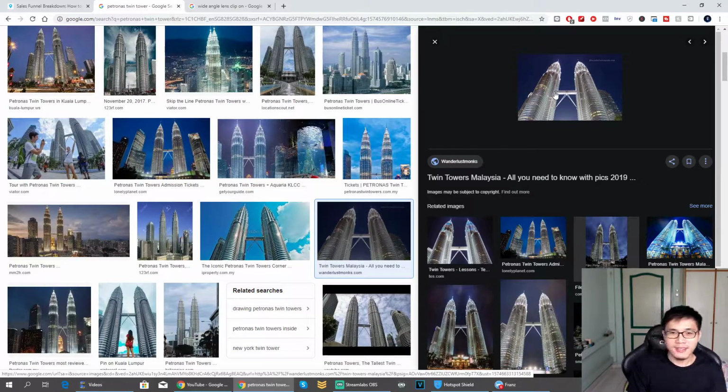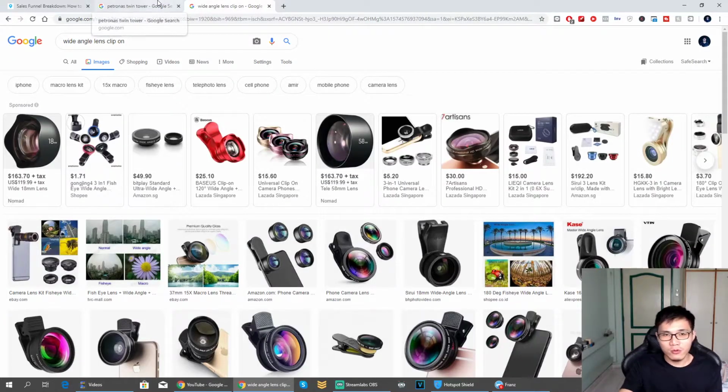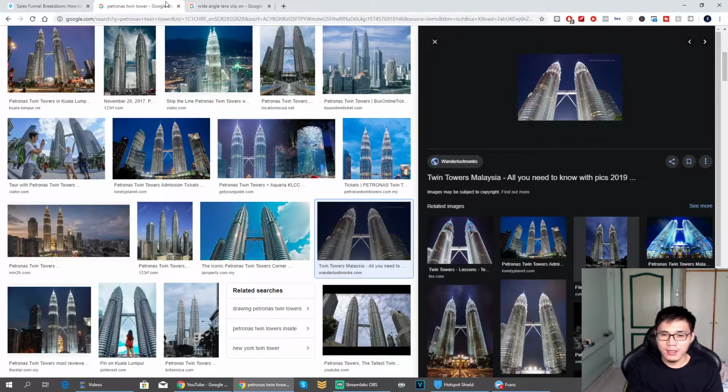And then a guy approached us and asked us to try out this wide angle lens. We clipped it onto our phone and took pretty nice photos. He didn't come off like a salesman. He didn't say, hey, do you want to buy this wide angle lens, help me take a photo. None of that. He was just like, hey, try this on, it can help you take nice photos of the twin towers. And we tried it on.